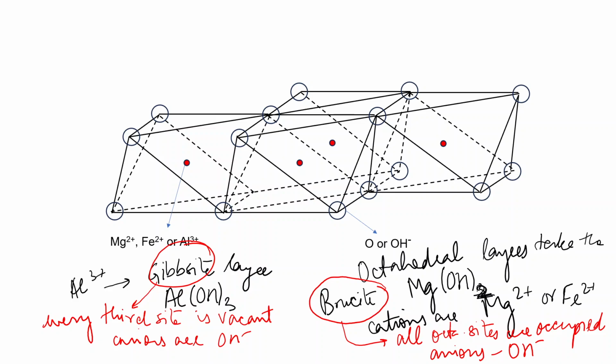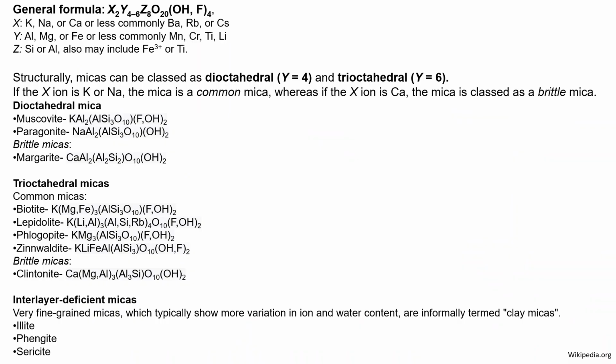So remember this, what you are seeing over here, this is the octahedral layer. And in this octahedral layer, it will take the structure of brucite if the cations here are Mg2 plus or Fe2 plus, and it will take gibbsite if it is Al3 plus.